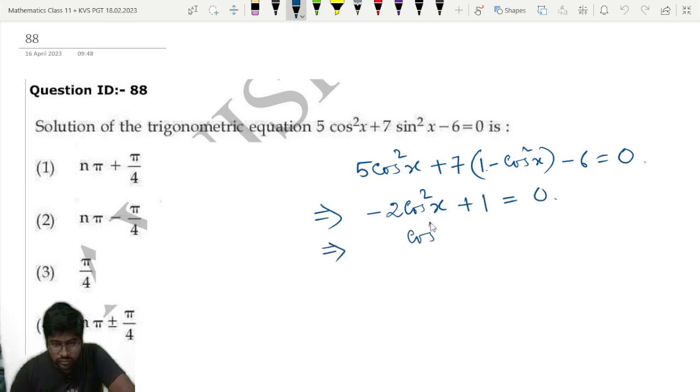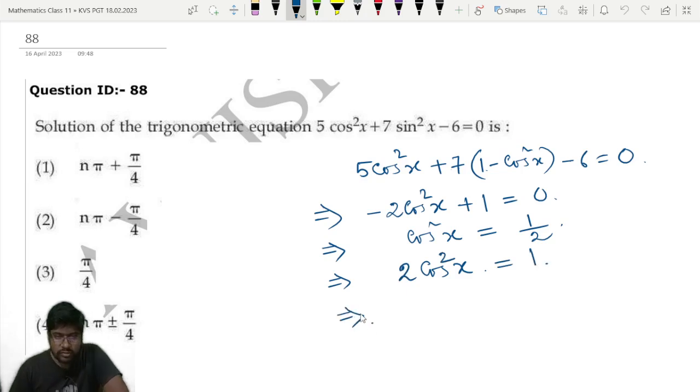So from here we get cos square x is equal to 1 by 2. Or 2 cos square x is equal to 1.